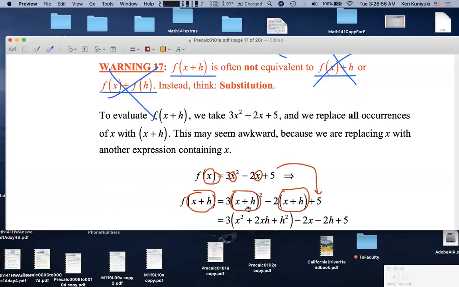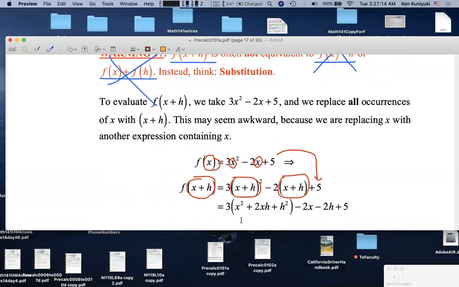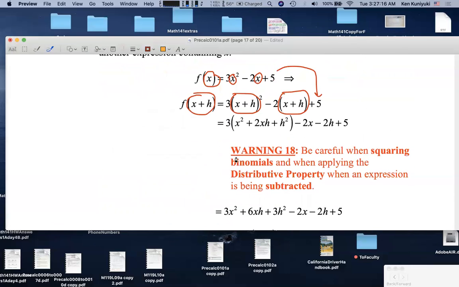To square a binomial, it's not just x squared plus h squared. It's x squared plus 2xh plus h squared, and these are all multiplied by 3. Here I distributed, we get minus 2x and minus 2h, and then the plus 5. Finally, distribute the 3. So we get 3x squared plus 6xh plus 3h squared. And then minus 2x minus 2h, that all carries over, and the plus 5.